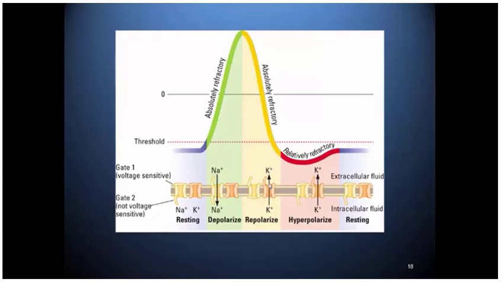So if the potassium rushes out, it overcorrects. We get into what's called a refractory period, which basically allows the action potential to go in one direction. This overcorrection, this hyperpolarization, allows for that directionality of the action potential to happen. And then the potassium channels will close, and then the sodium-potassium pump has to do its job. Now, why does it have to do its job? Why does it need to pump sodium and potassium across the cell membrane?